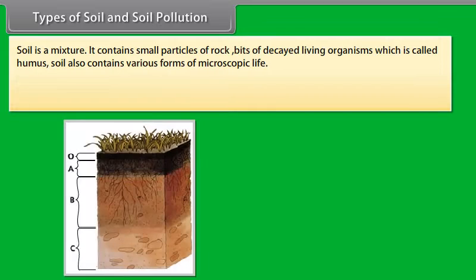Types of soil and soil pollution. Soil is a mixture. It contains small particles of rock, bits of decayed living organisms, which is called humus. Soil also contains various forms of microscopic life.